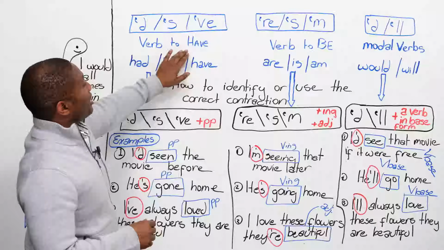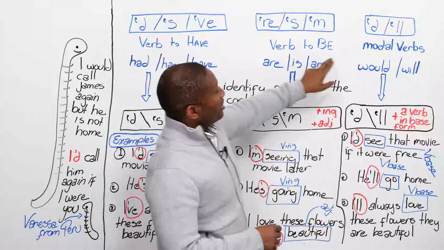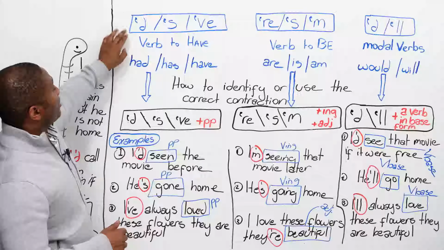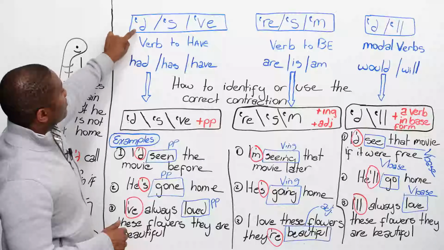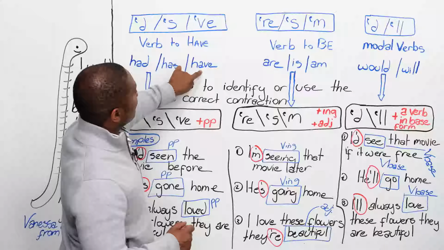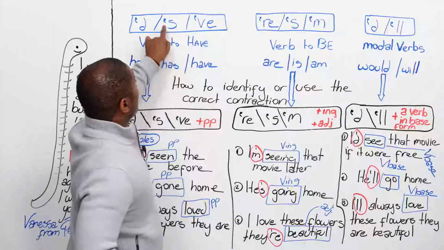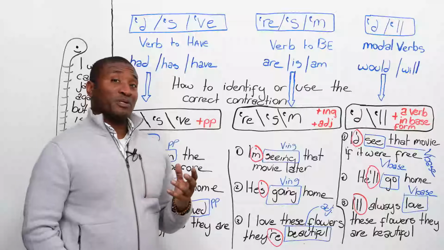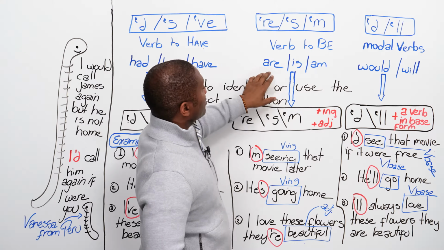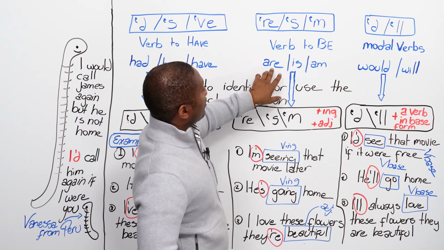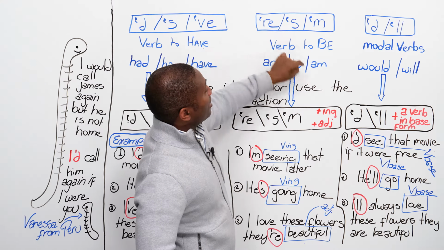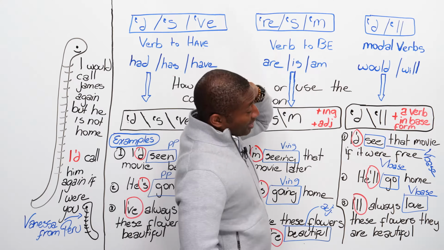We're going to talk about the verb to have, the verb to be, and a couple of modal verbs and what the contractions are. I've put the contractions up here, and as you can see, had becomes apostrophe D, has becomes apostrophe S. The contraction for have is apostrophe VE. The apostrophe tells us that the beginning part of the verb is missing, so this is what is left over. When we look over the verb to be, the same thing is here. We have are becomes apostrophe RE, is becomes apostrophe S, and am becomes apostrophe M.